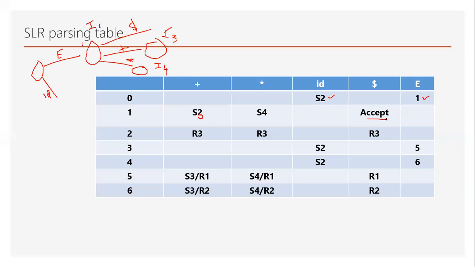Okay, then we are not having any shift from I2 state. From I3 state, we are having only one shift on ID. Okay, it will move to S2. And if it is E, okay, it will come to I5. So we write just 5 because E is a non-terminal. Like that, from I4 also, ID means it will go to S2. And if it is E means it will come to 6. Okay, so I6. So all particular shifts are over.